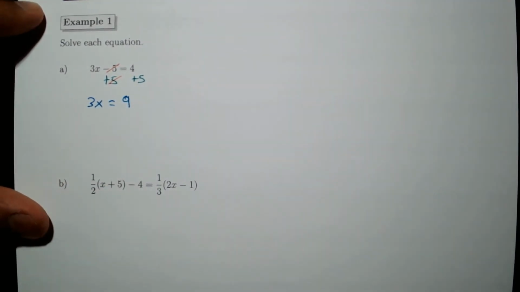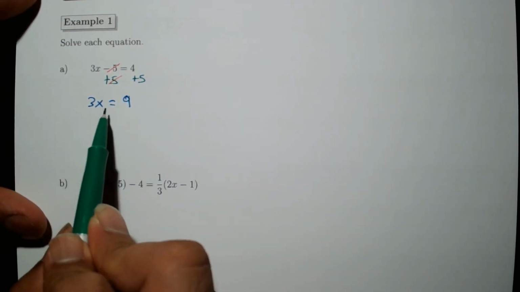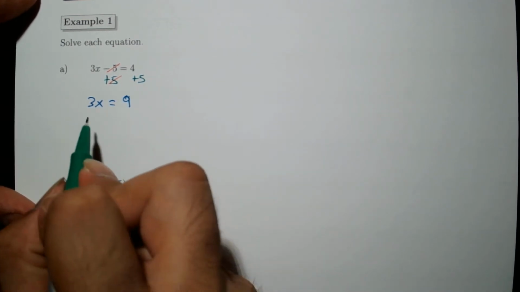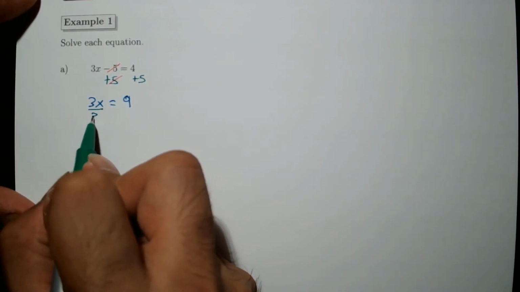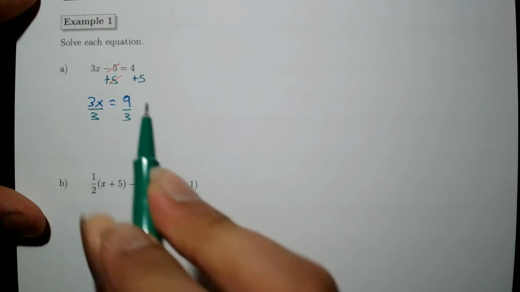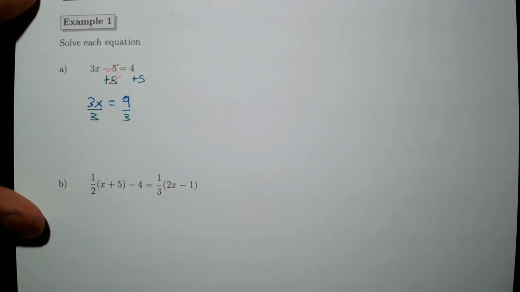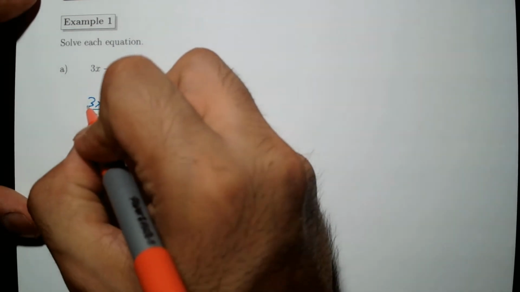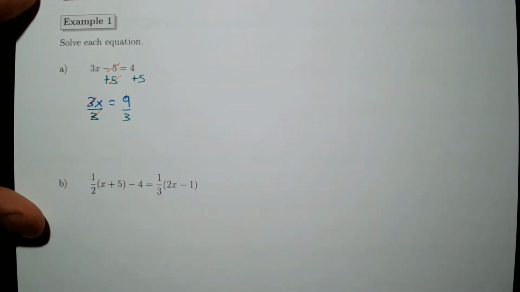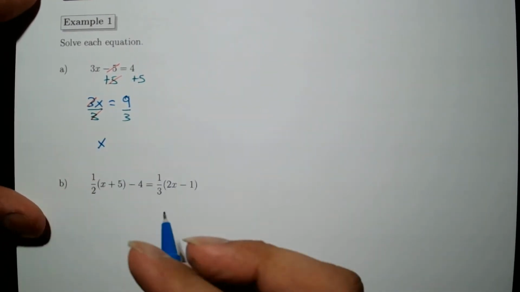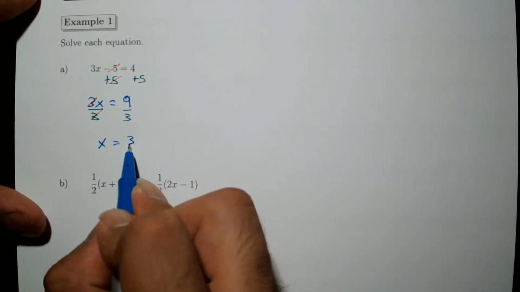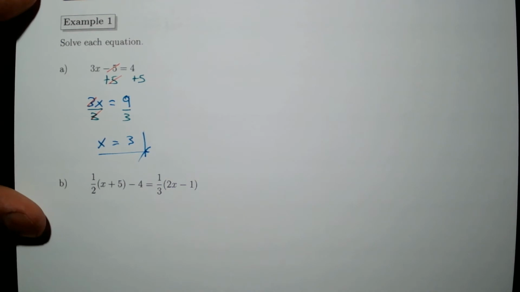Finally, to get x by itself, we need to do the inverse of this 3 to get rid of the 3. In this case, the 3 and the x are multiplying, so we need to do the inverse of it, which is to divide both sides. That's going to leave us with, cancel the 3's, x equals 9 divided by 3, that's a 3. Final answer.